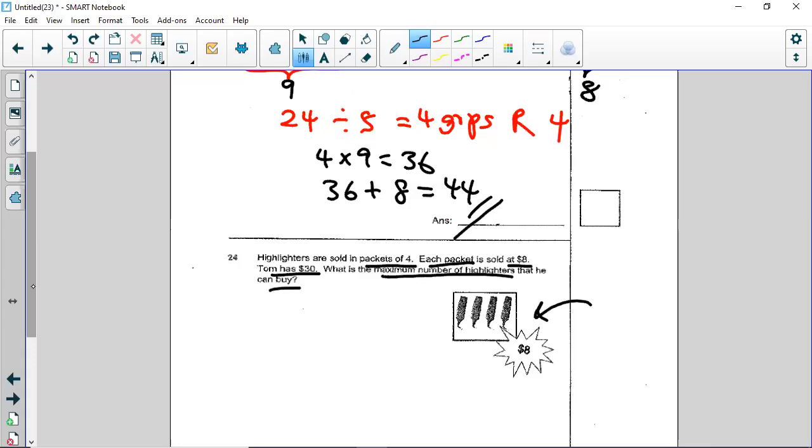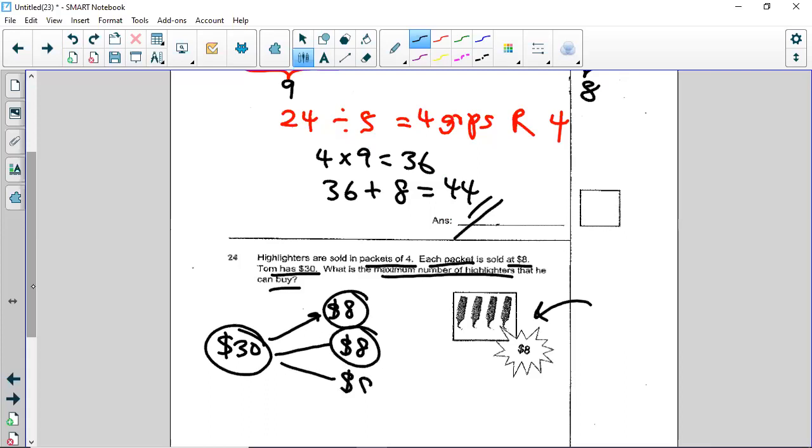Okay, now, if you don't know how to do, then you can do the primary tree way, right? Nothing wrong to do primary tree way of doing. Primary tree, they are doing this, right? Tom has $30. If you don't know how to do, you can do something like that. $8, one packet, another $8. This is also grouping method, right? So how many $8 can you make? You can make three $8. And what's the leftover? The leftover must be $6. And how do you get $6? You take 30 minus 8 minus 8 minus 8, you get $6.